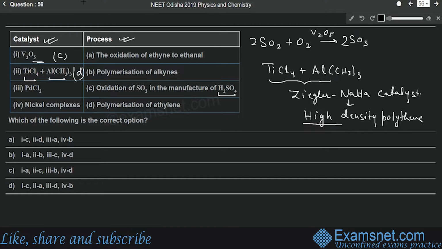Okay. Now, the third one is palladium dichloride, and it is used in the oxidation of ethine to ethanol. That means number A will be the correct match for this, and the process is Backus process. Okay, and the last one is nickel complexes. So the only option left is the second one, polymerization of alkynes. So in this, nickel complexes are used. So the match for 4 will be B. Okay, so the correct option out of the given 4 will be the first one. Okay, so option A will be the correct answer.